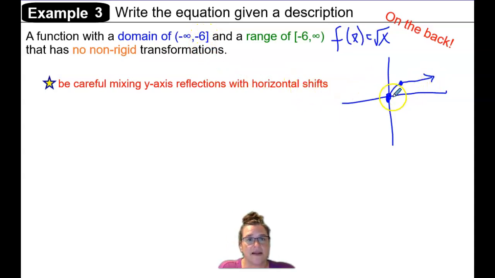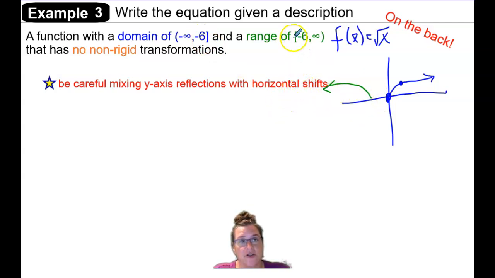Now, if this parent graph has been transformed so that its domain is -infinity to -6, that means that it can't be starting with its endpoint and heading off toward +infinity. Instead, it would have to be doing something like this, where it's been shifted 6 units to the left in order to be here at -6 with its endpoint and heading off in the -infinity direction.